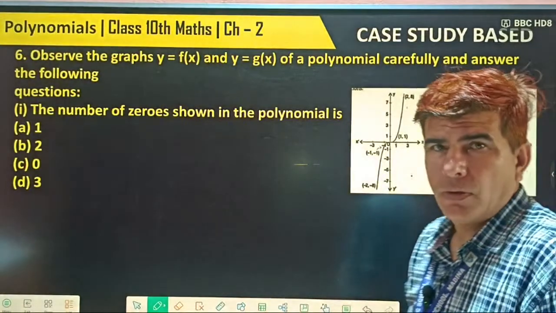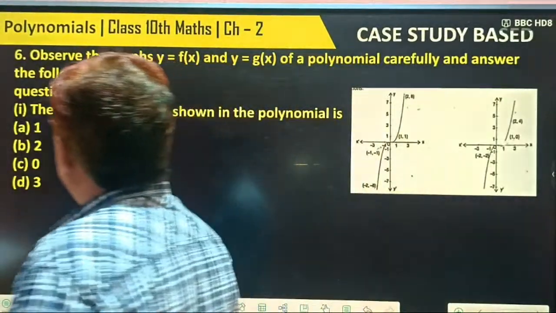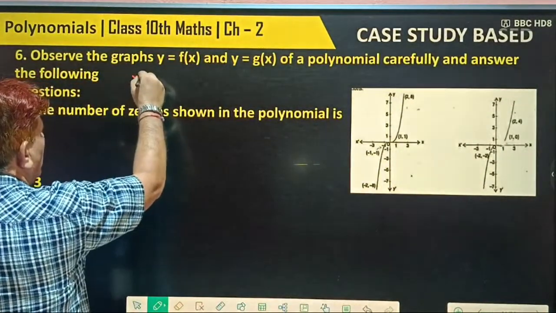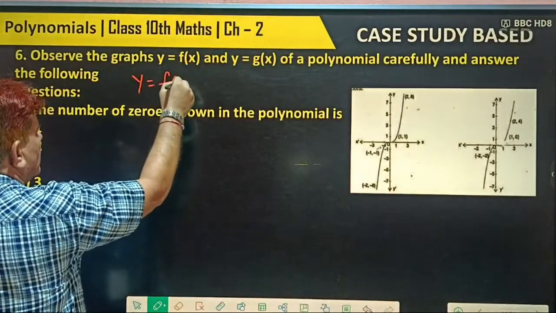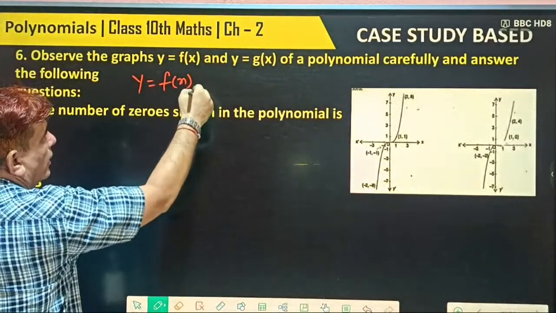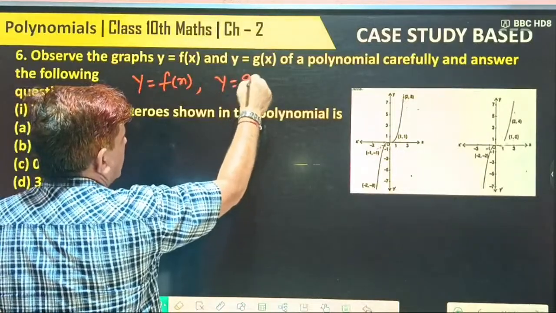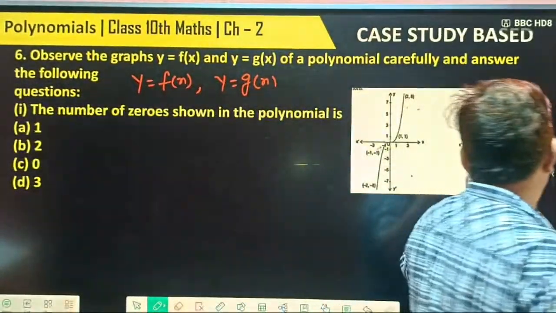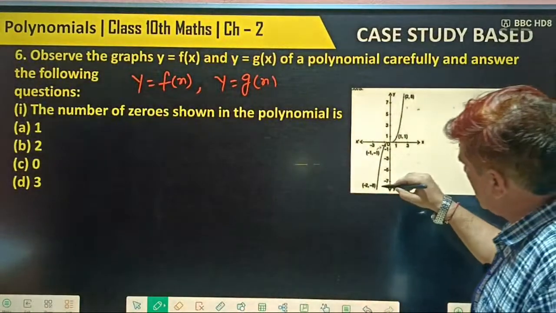Understood, all of you? One more question. Observe the graph. Which graph? This y equal to f(x) and y equal to g(x). Two graphs are given. One graph is this, another graph is this. So this graph is like this.